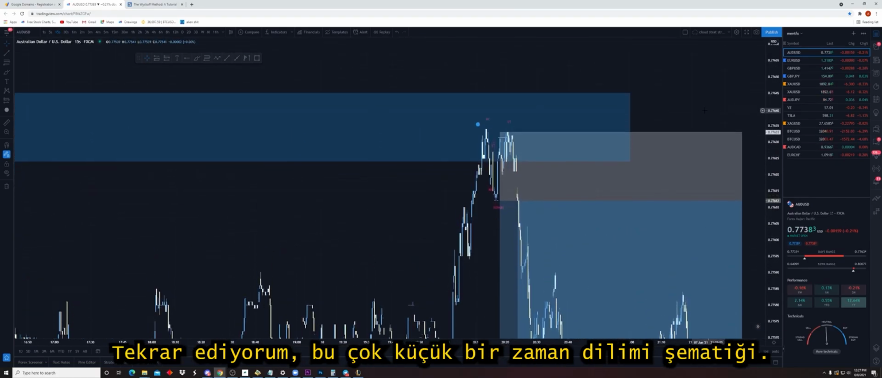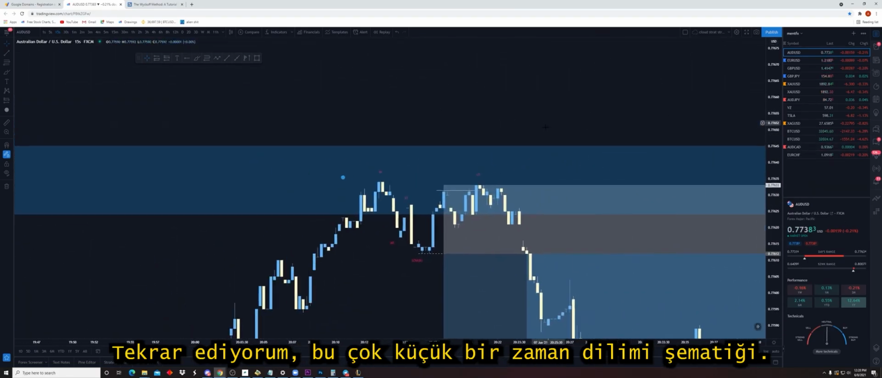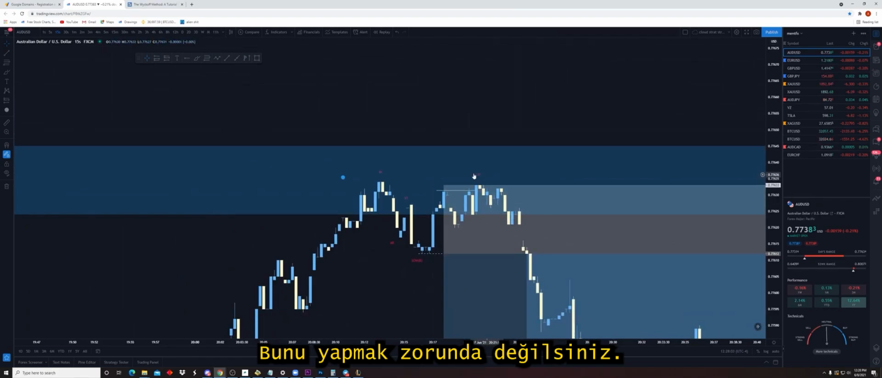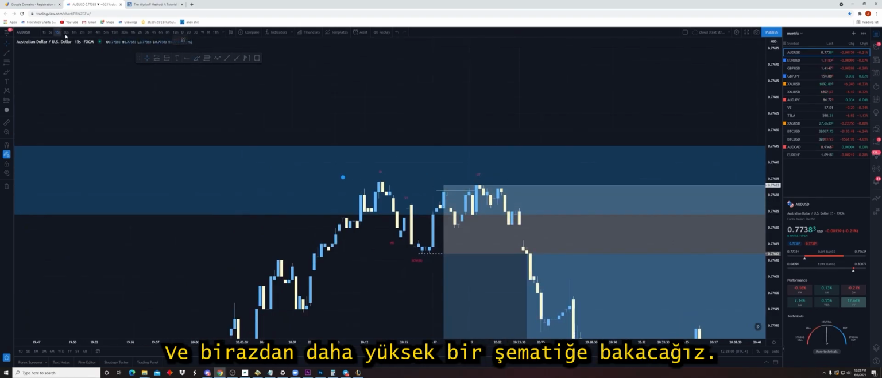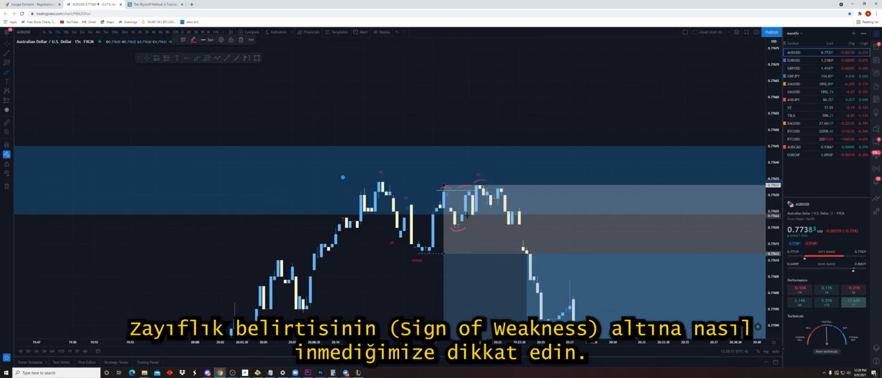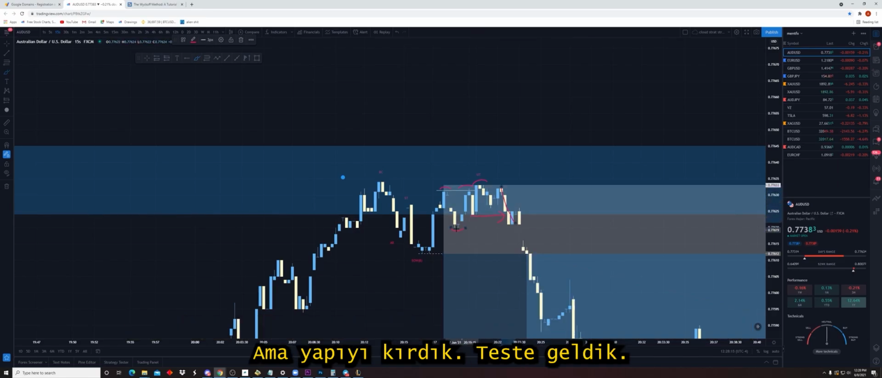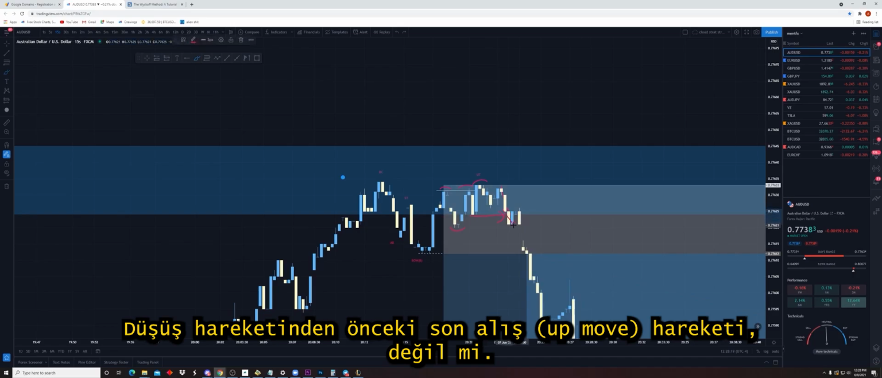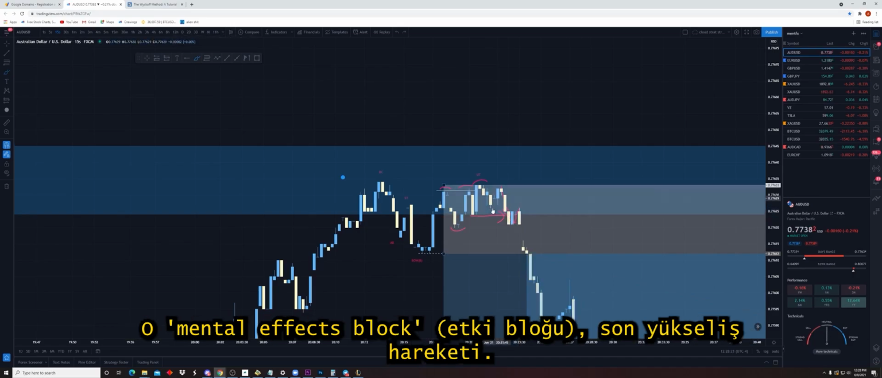You can see that you might have, if you had the chance, seen the mini schematic that occurred right here. Again, this is a very small time frame schematic and you don't have to do this. We're going to look at a higher schematic in a second. But again, there's a buying climax, an AR, an ST, an upthrust. The break of structure happens here. Notice how we don't swing below the sign of weakness, but we break the structure and come to test the last up move before the down move.